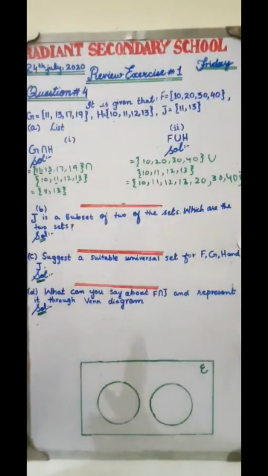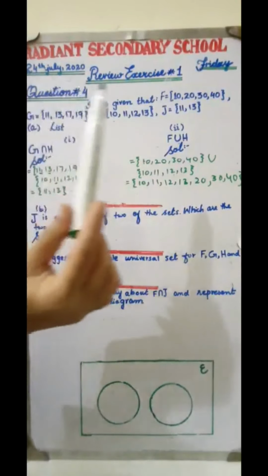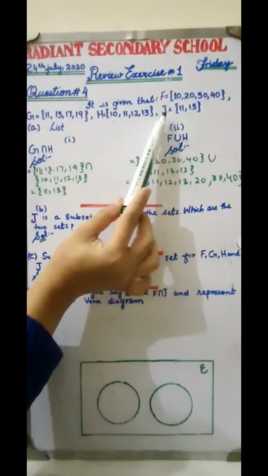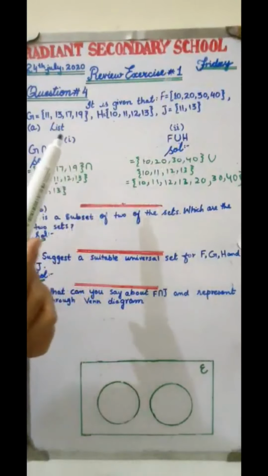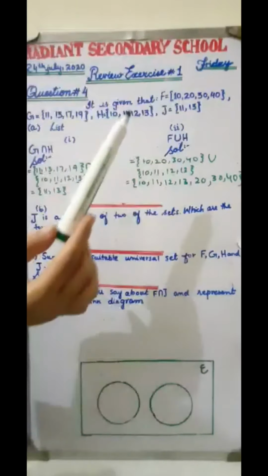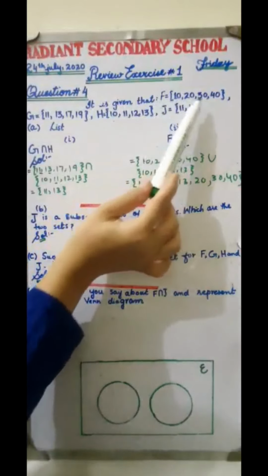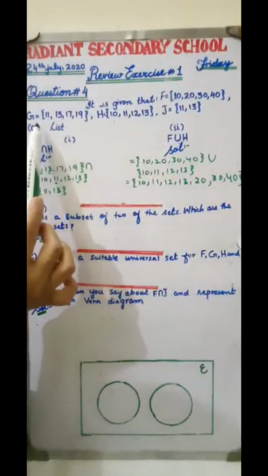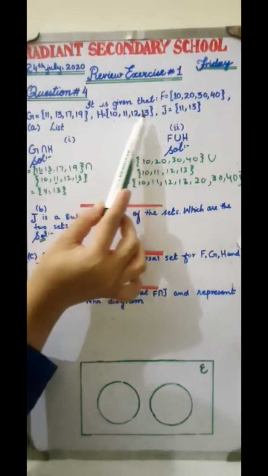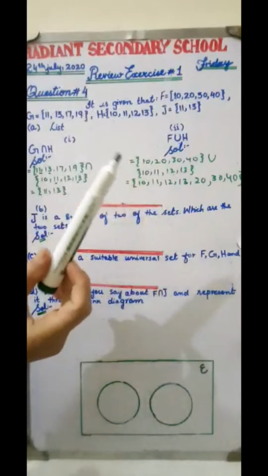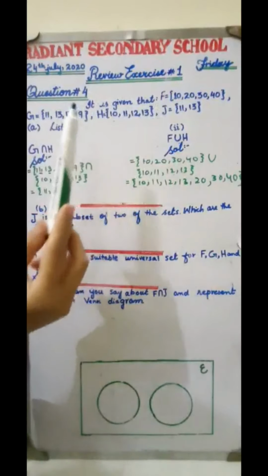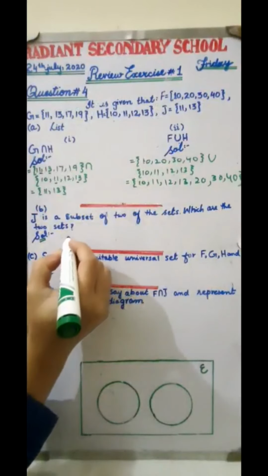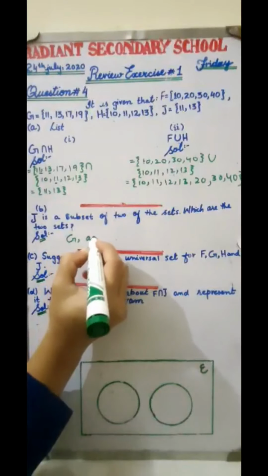Which are the two sets? J is a subset of two other sets. We have to check the J set first. In the J set, two elements are there, 11 and 13. Now you have to check in which sets these two elements are present. Are 11 and 13 present in the F set? No. Are 11 and 13 present in the G set? Yes. Are 11 and 13 present in the H set? Yes. It means the J set is a subset of G and H. So you can write G and H.